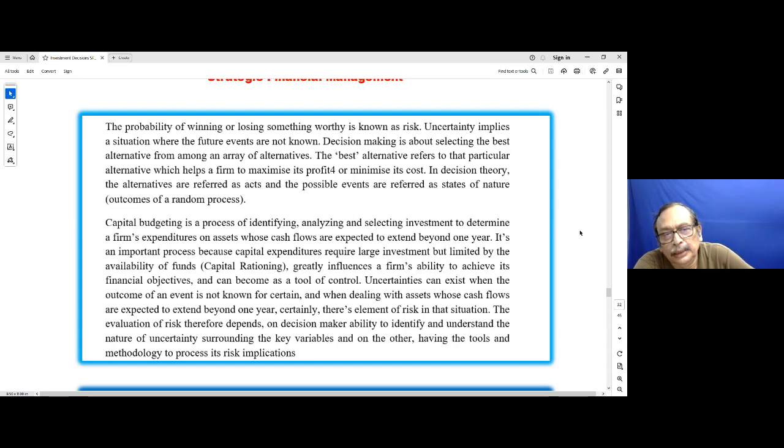In decision theory, the alternatives are referred to as acts and the possible events are referred to as states of nature, outcomes of a random process. So, mind this, in decision theory, the alternatives are referred as acts and the possible events are referred as states of nature, that is outcomes of a random process.